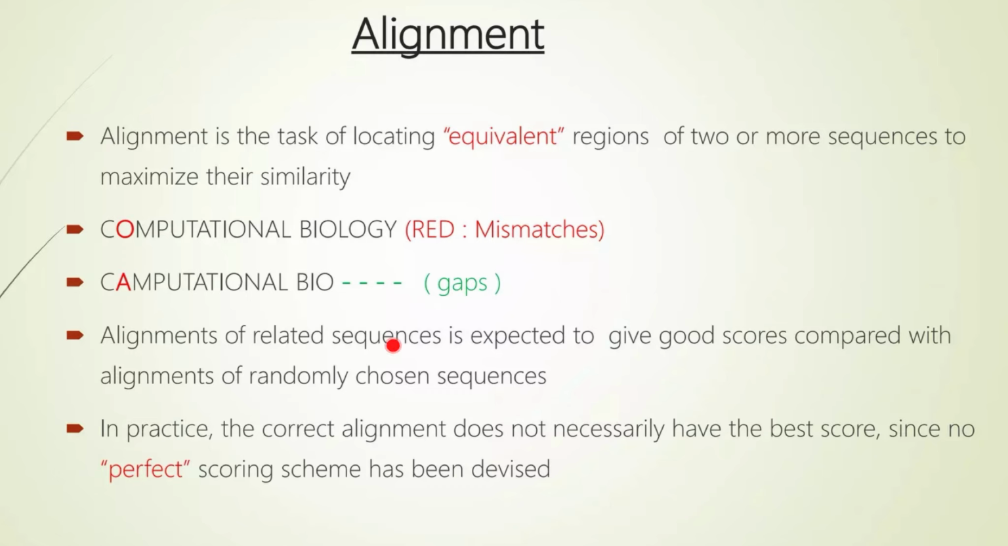Alignments of related sequences are expected to give good scores compared with alignments of randomly chosen sequences. For example, if we compare sequences of dogs and foxes, which are related, we are going to get a much higher score than if we compare sequences of dogs and elephants. And in practice, the correct alignment doesn't necessarily have the best score, since no perfect scoring scheme has been devised.